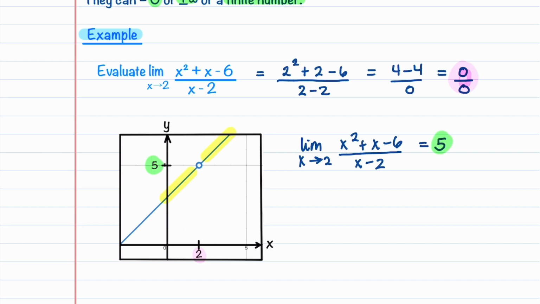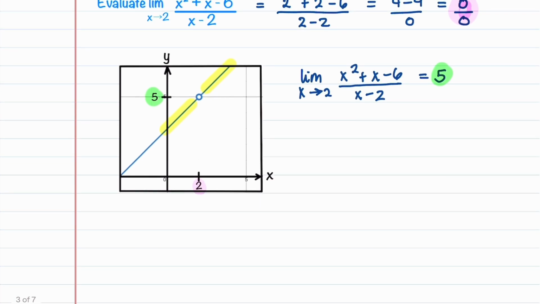And that's our answer. Notice that there is an open circle at x equals 2 because the function is not defined there. It was really nice to see the graph of this function to understand what an indeterminate form looks like graphically. But in practice, it's really nice to be able to evaluate this type of limit algebraically. Let's go ahead and do that.